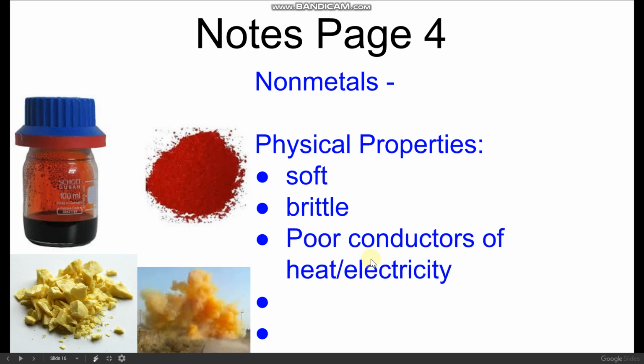They're poor conductors of heat and electricity, right? So that means you wouldn't want to build a wire out of a non-metal. Wouldn't be good.